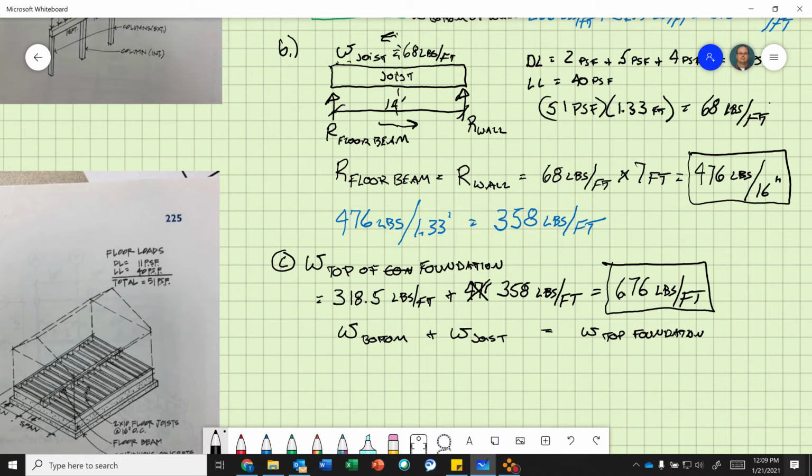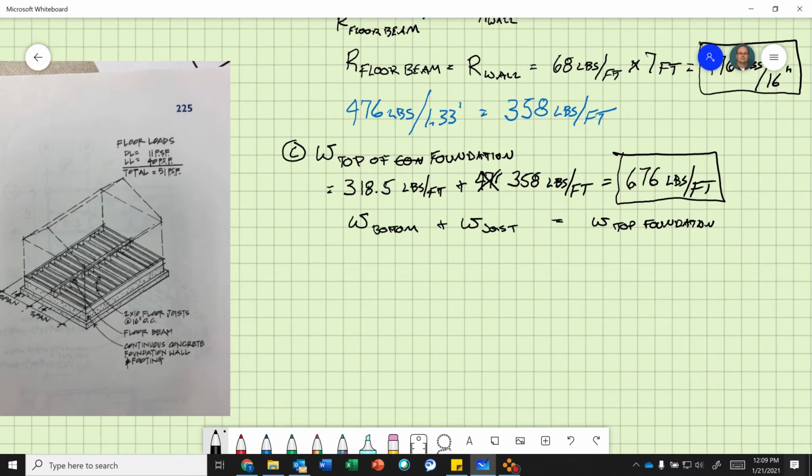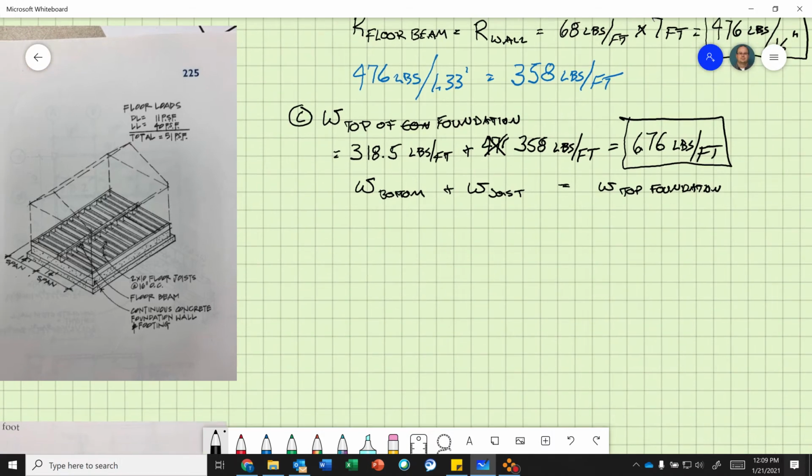Now, we're still not done yet because the question is asking what's the size, determine the minimum width of the continuous foundation. So based on code, you're going to look in your code books. You're going to determine the width of your foundation, and that's kind of a given. That's based on soil types and stuff like that.